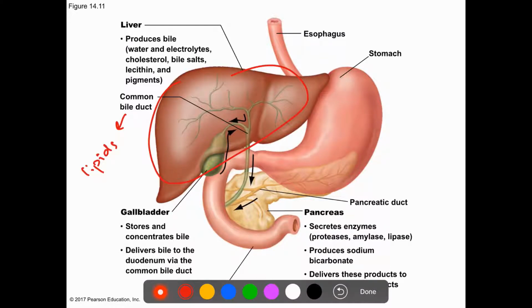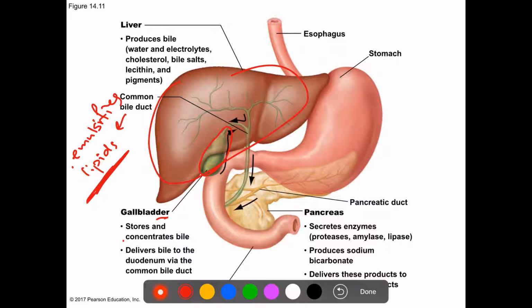And technically it's not digesting, it emulsifies lipids, and we will understand what this means. So the liver would produce the bile, and the bile would be stored in the gallbladder. So it stores and concentrates bile.